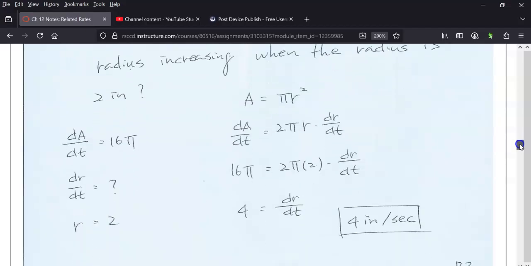If you take a look, we know dA dt is 16 pi. dr dt we don't know. We want r equal to 2. So if you use A equals pi r squared, let's do this one more time. The derivative of A is dA dt, then the derivative of pi r squared is 2 pi r dr dt. We're looking for dr dt, you know the r, you know dA dt, then simply solve for it. So the radius is expanding at 4 inches per second.